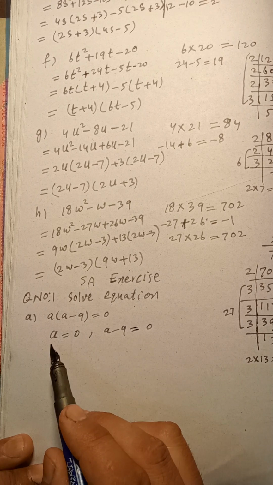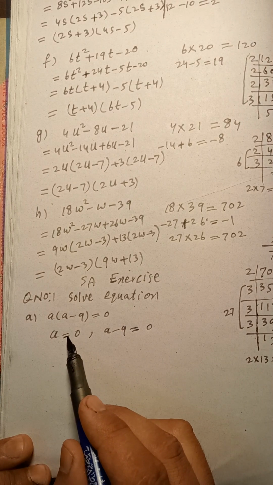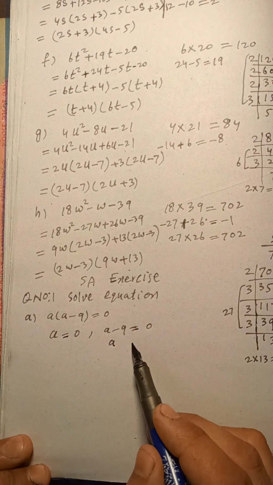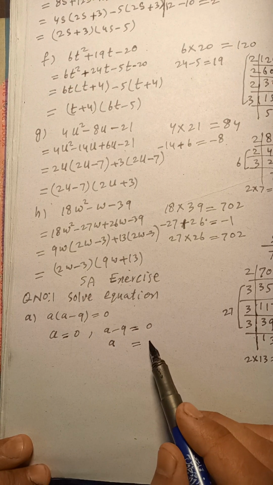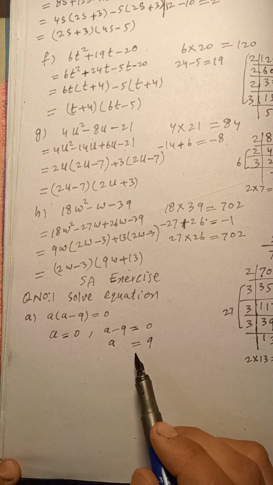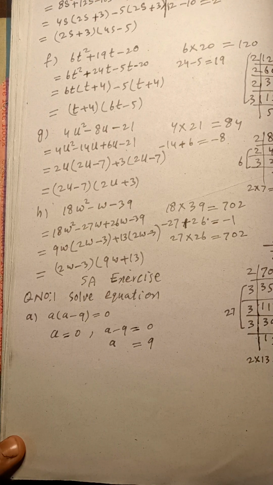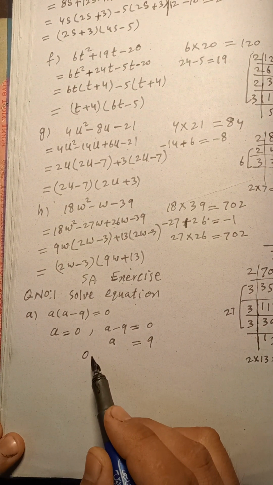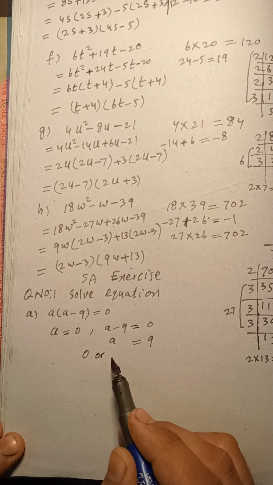Now solve it further. This a is equal to 0, and in the other one, a should remain here and minus 9 will be carried toward the other side. It will become plus 9. So a is equal to 9 here. So our answer is 0 or 9.